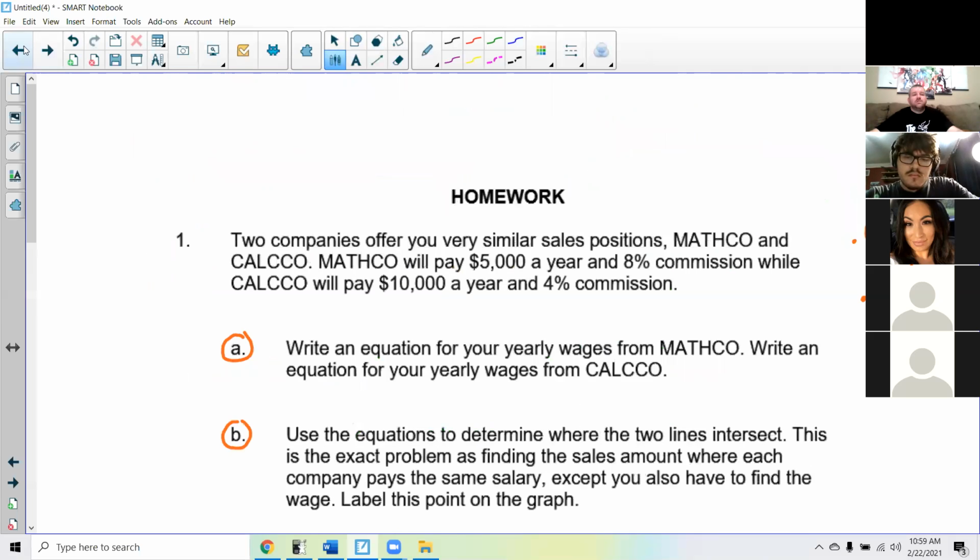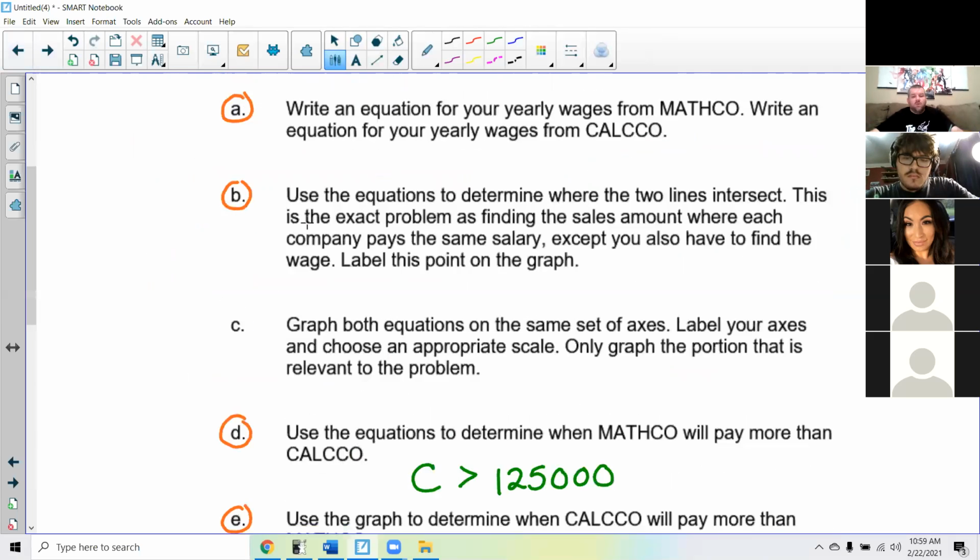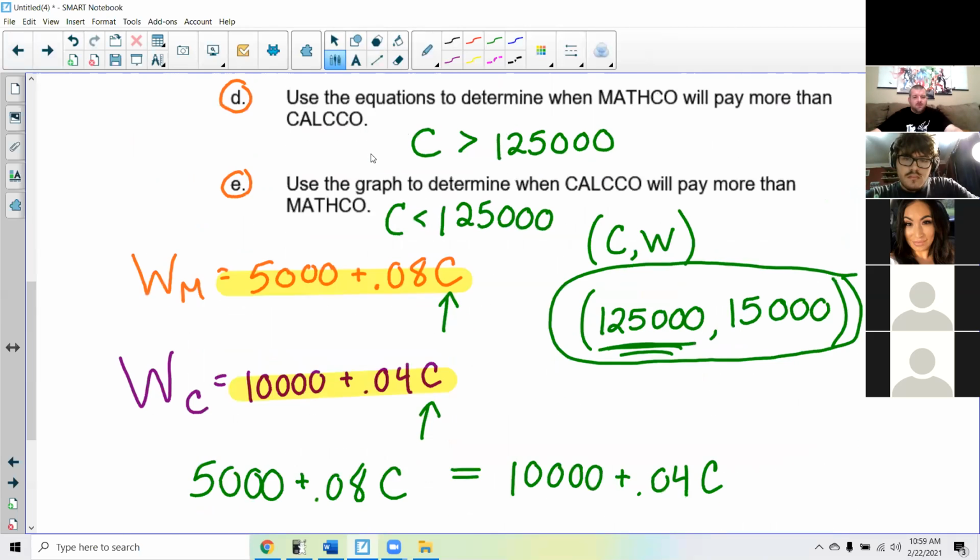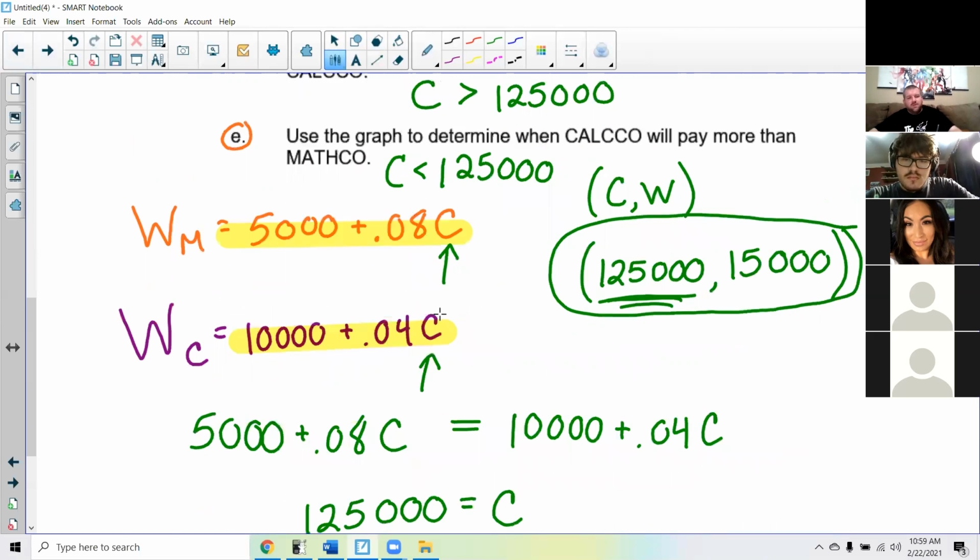Why is it that you have to set them equal to each other? So that's the key. It wants us to figure out when your wages are the same. So that's why we're setting them equal to each other. This is my wage for Mathco. This is my wage for Calco. What values of C will make this equation the same as that equation?